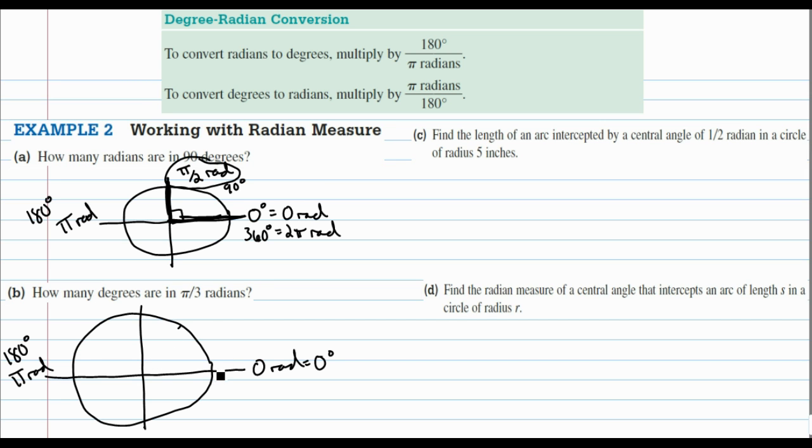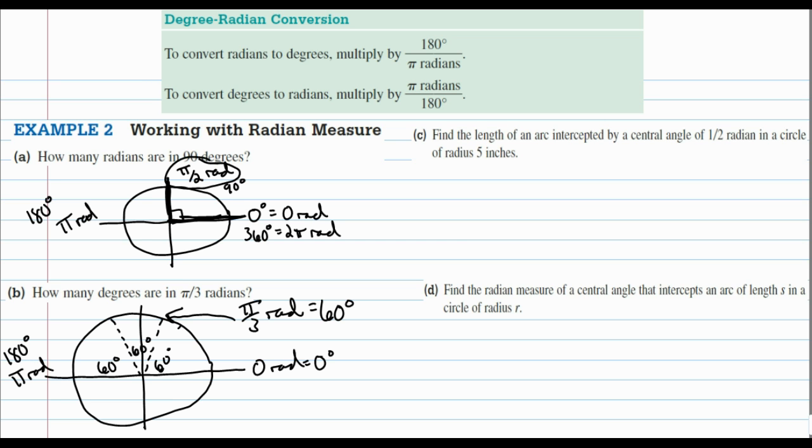So if I take the distance between 0 and pi, divide that into thirds, I'm looking at 60 degrees, 60 degrees, and 60 degrees. So pi over 3 radians equals 60 degrees, a third of the way to 180 degrees.